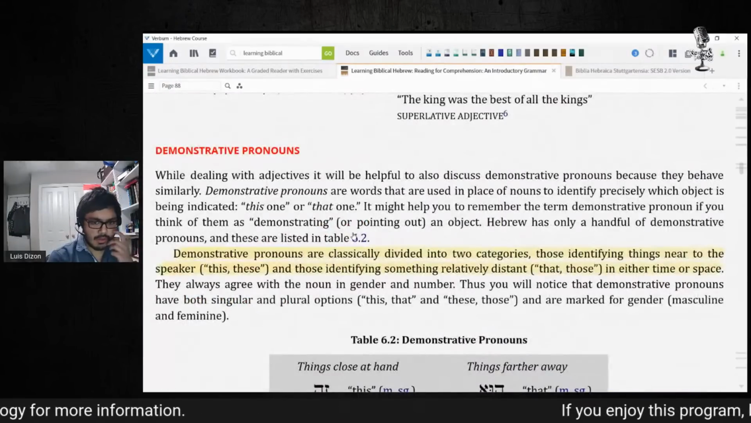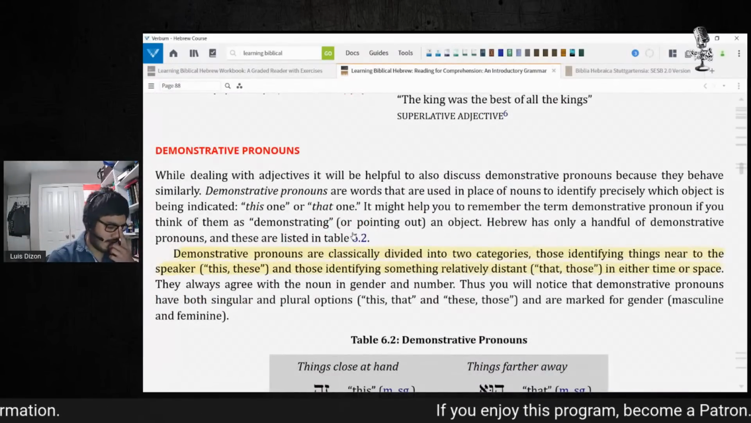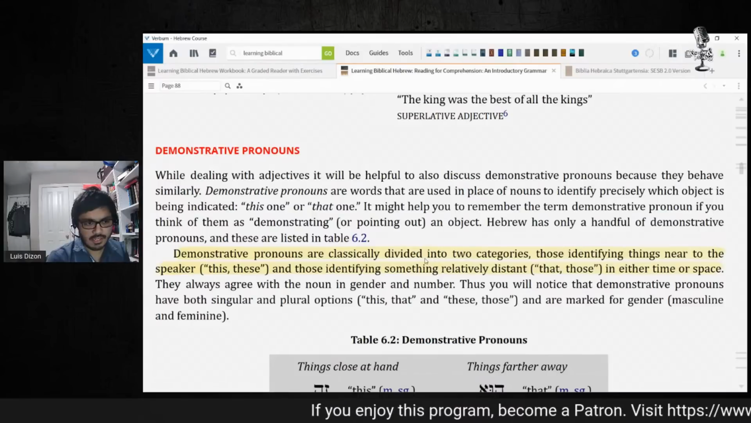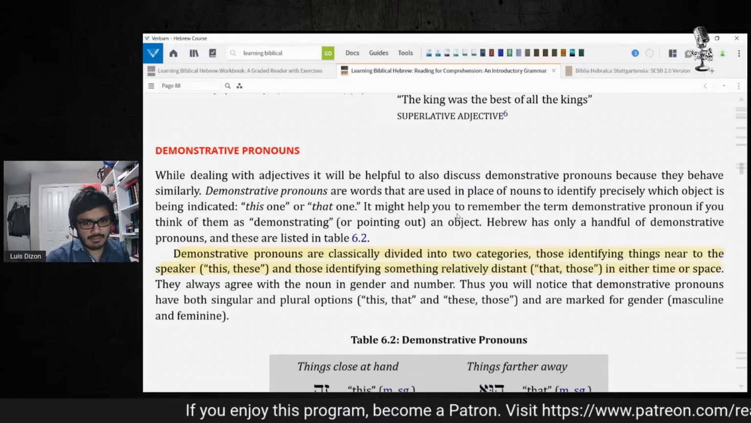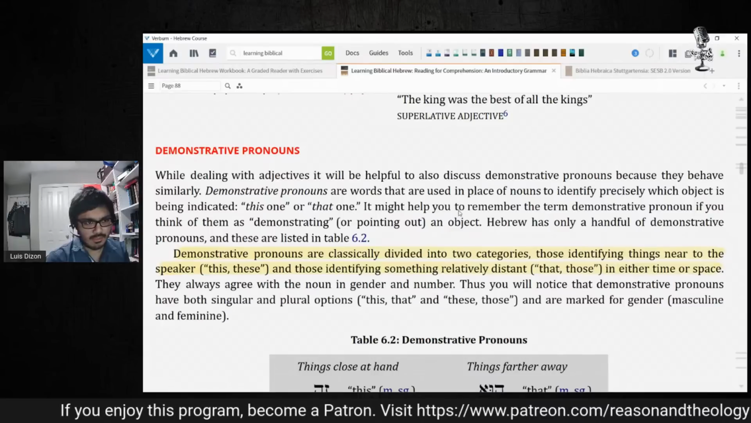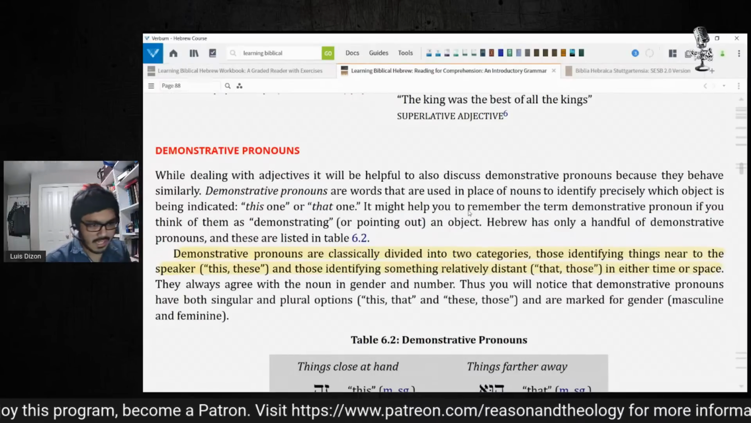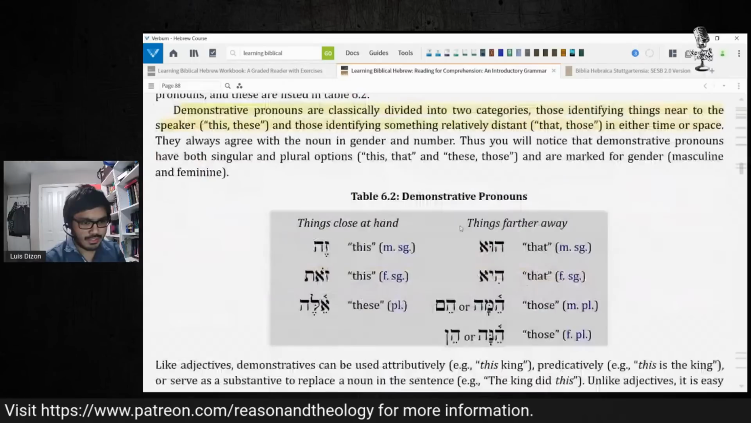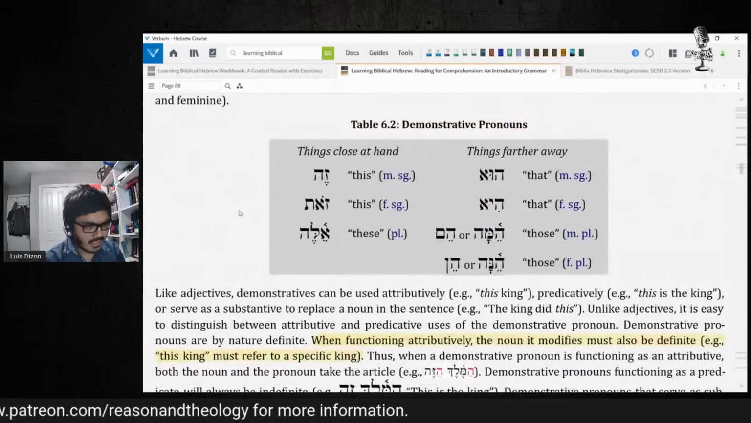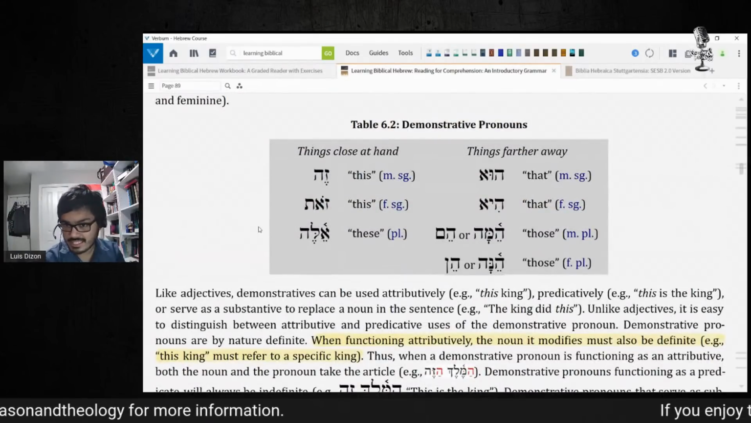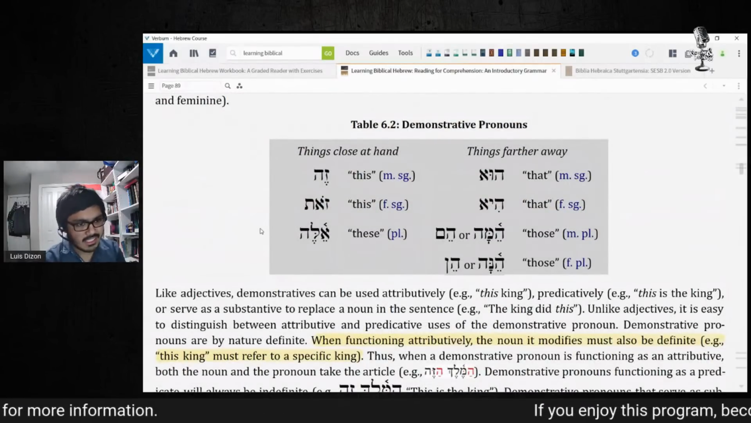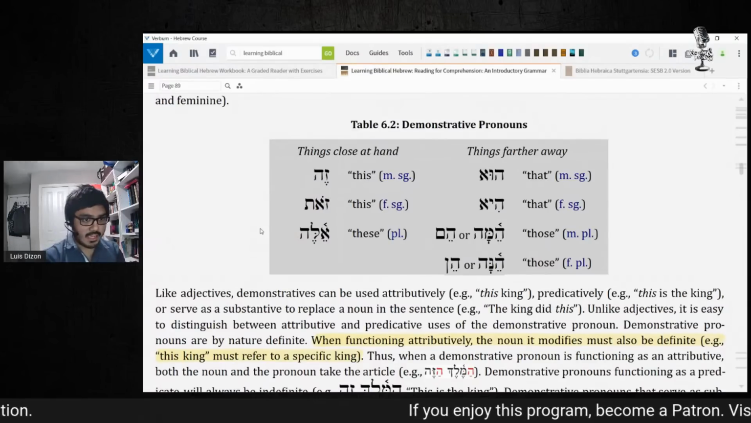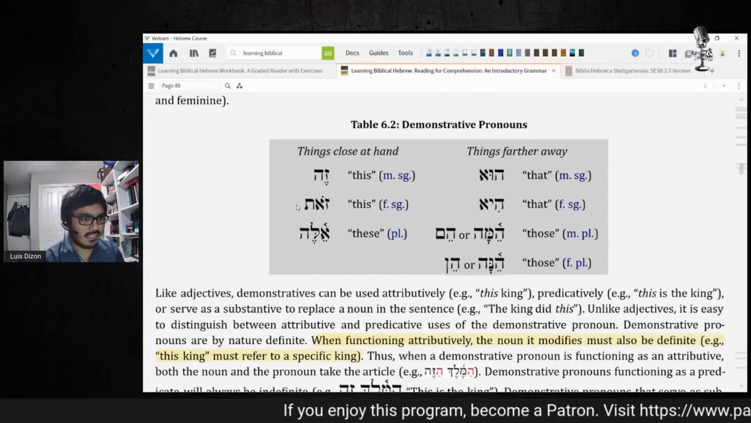Now, let's go to demonstrative pronouns. There's a couple more things in this chapter that we need to cover. And then if we have a little bit of time left, we'll do another exercise to solidify your knowledge of this. Demonstrative pronouns, if you know your English grammar, would be this, that, these, those. And we have 4 of them in English.